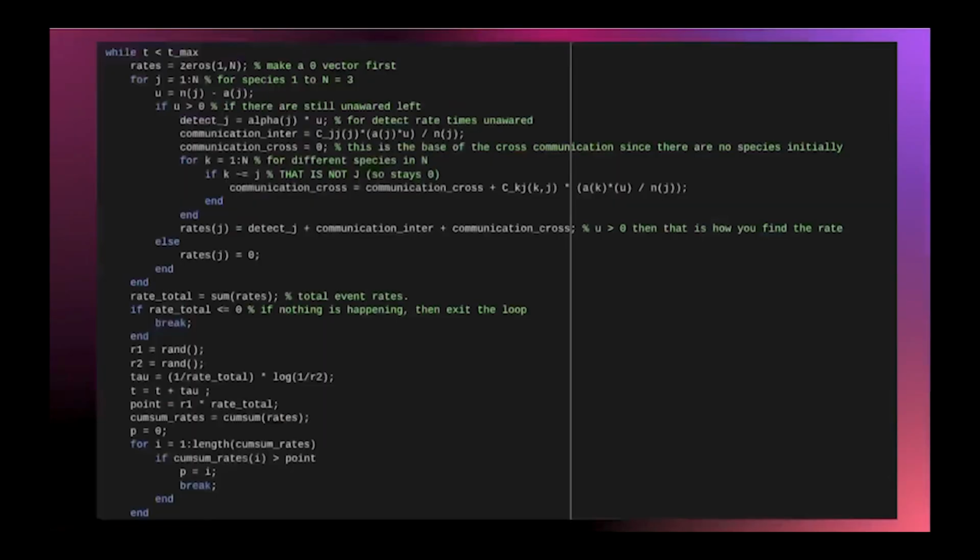This is the algorithm that we have created. This is the important structure of the algorithm. The first half is the structure of the ODE, where we have the equations that we formulated earlier. The second half follows the Gillespie SSA structure, which generates random event times for detection and communications. This goes on in a loop until all the animals become aware, and then it exits the loop.